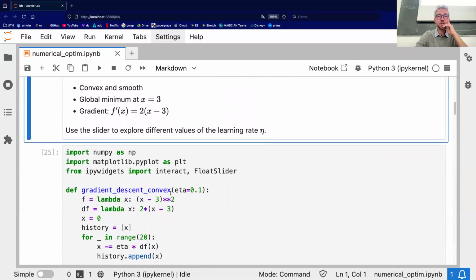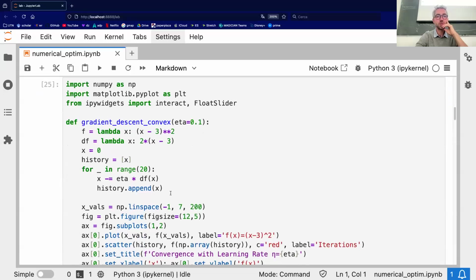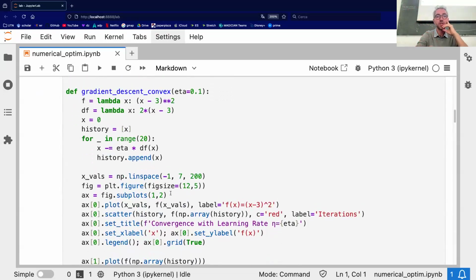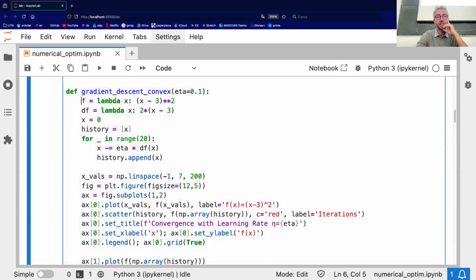So we can write a simple Python code which implements gradient descent for this very simple function. I've defined the function here using this lambda expression, which is just a way to define a function in one line. The function is (x minus 3) to the power of 2. This is the gradient, 2 times (x minus 3). My initial guess is x equals 0.